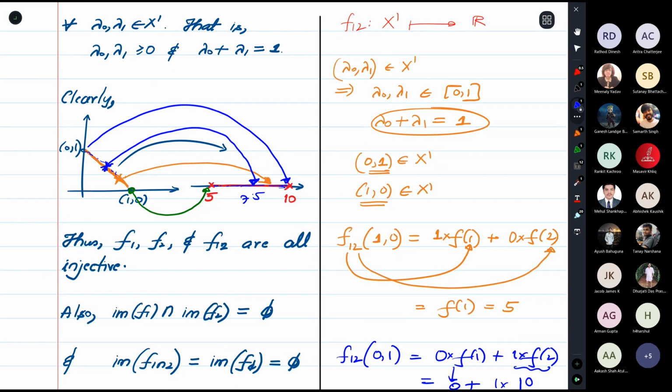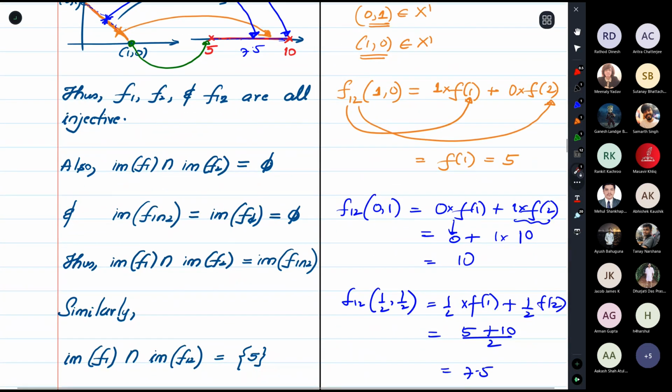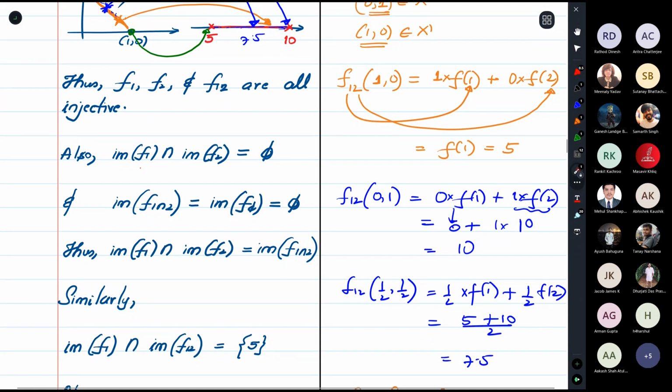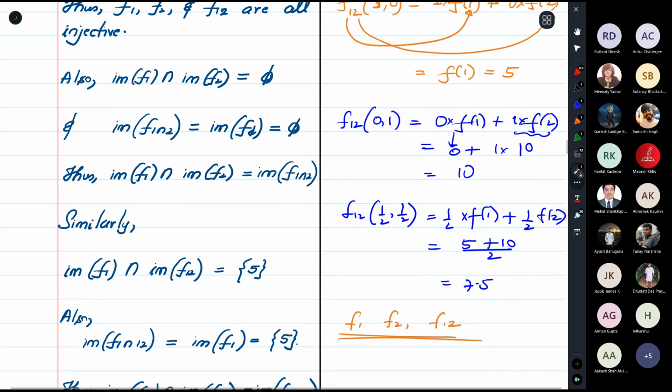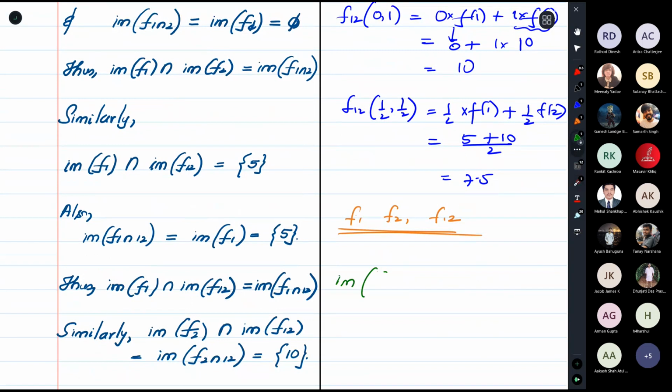Similarly, if you look at this f12 function, this is injective because every element on this set is mapped to a unique element on this region over here. That's why f12 is also injective, right? So in this way we have trivially verified that f1, f2 and f12 are all injective functions. And now what remains to check is whether these images satisfy the desired property. So recall, we need to verify that image of f sigma intersection image of f tau equals image of f sigma intersection tau.